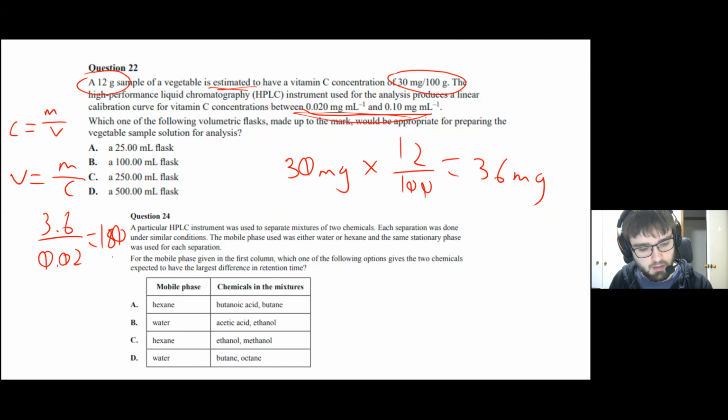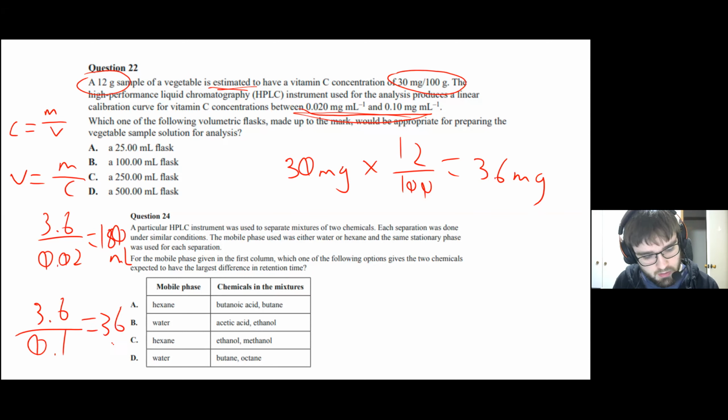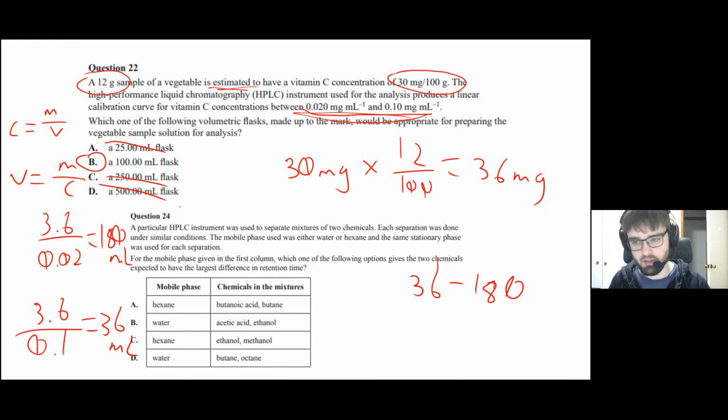So 180 mils here. And for our other one, we're going to have 3.6 for the upper bound on the concentration. 3.6 divided by 0.1 is going to be 36 mils. So our range is that we can use somewhere between 36 and 180 mils. 25 does not fall within this. 100 does fall within this. 250 and 500 don't fall within this. Therefore, B is the correct answer.